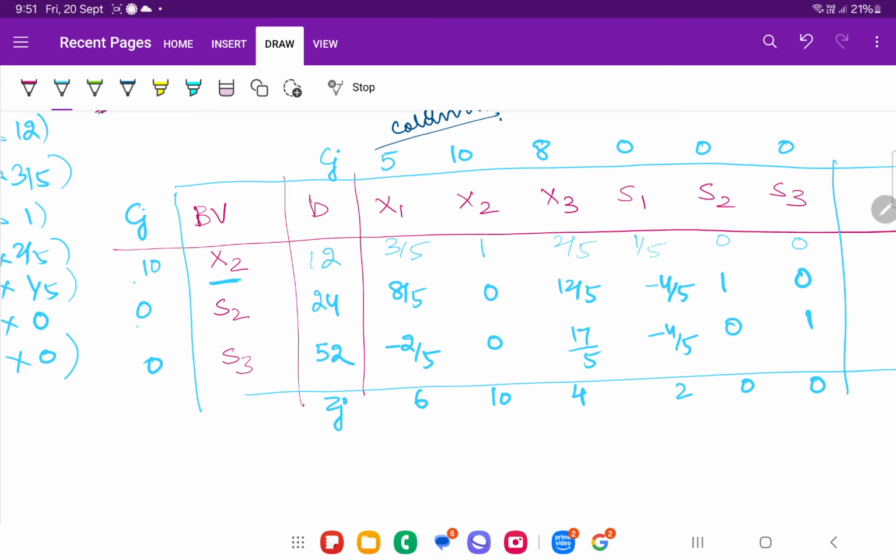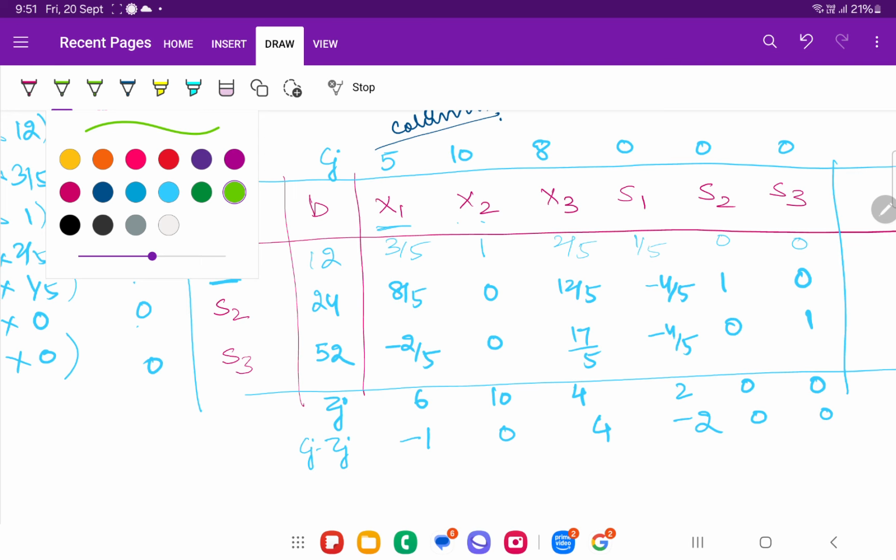Guys, I am doing the calculation directly now because I have explained how to calculate Zj by multiplying the Cj column by x1 and adding it. Multiply the Cj column by x2, then add it. Multiply Cj by x3 and then add it, and this is what we have to do for all the columns. Now next thing which we will be doing is Cj minus Zj. So 5 minus 6 is minus 1, this is 0, this is 4, this is minus 2, this is 0 and this is 0. Now again we have to look for the maximum value, right?